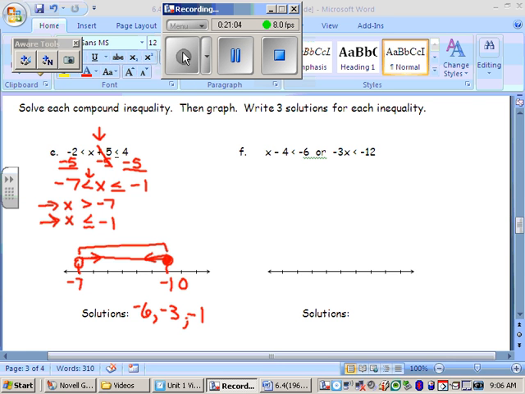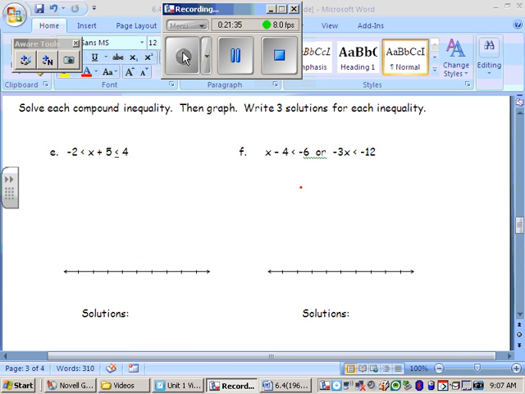Let's take a look at example F. Example F has an OR, which means there's no intersection of the two solutions of the two inequalities. So you're going to solve each one individually. So when you solve the first inequality for x, you will add 4 to both sides of the equal sign, or excuse me, the inequality sign. You'll drop down the x and drop down the inequality sign.